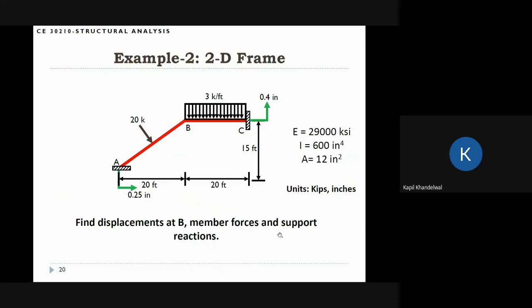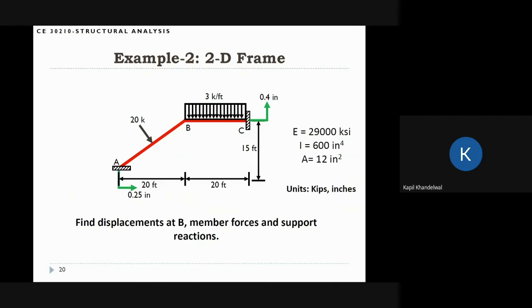So we want to calculate everything for this case. Again, we have to be very careful with the unit system, and we are going to use kips and inches for this example. So we have to convert some of these units. We have to convert 3 kip per foot to 3 divided by 12 kip per inch. So we convert the units of this uniformly distributed load, and we also have to convert the lengths from feet to inches. You have to be consistent when using a unit system.